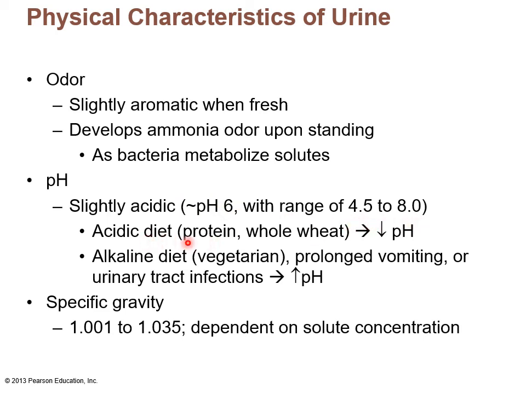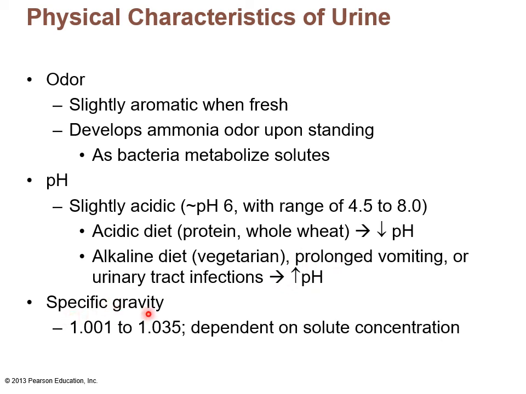An acidic diet with protein or whole wheat can drop the pH, so it's really important to know what the patient's diet is so you can get an idea of what to expect for a pH. If it's a little low or a little high, it could be a dietary reflection. An alkaline diet, being vegetarian, or prolonged vomiting or urinary tract infections will increase the pH.